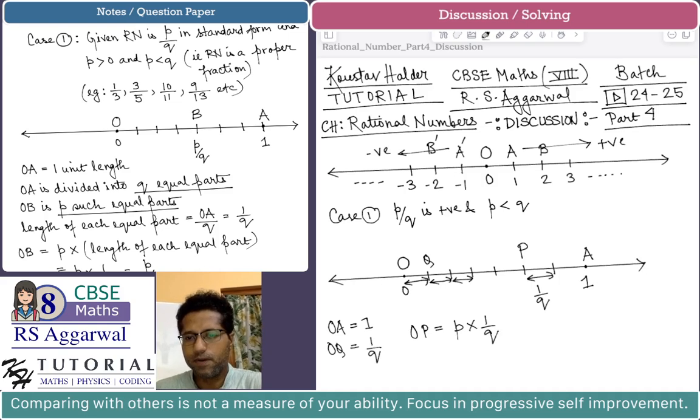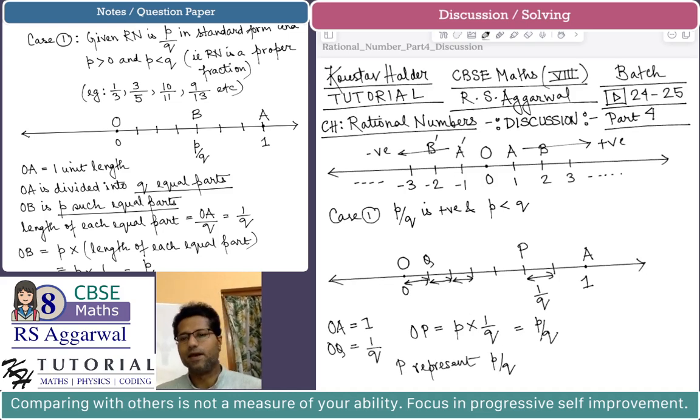The length of each equal part OQ is 1 by q, and I am considering a point P between O and A such that OP is equal to p times such equal parts, where each equal part is of distance 1 by q. So OP will be p by q. Hence this point P will represent the rational number p by q on the real line.